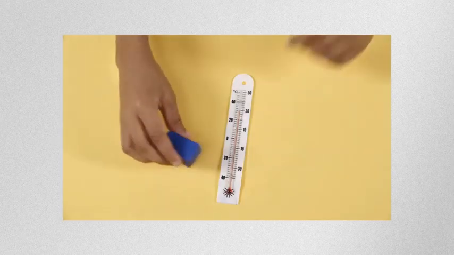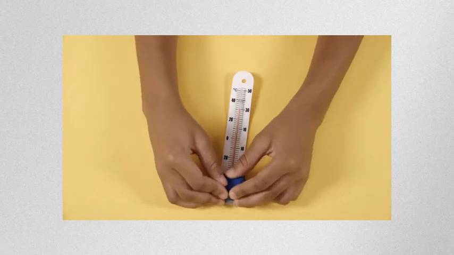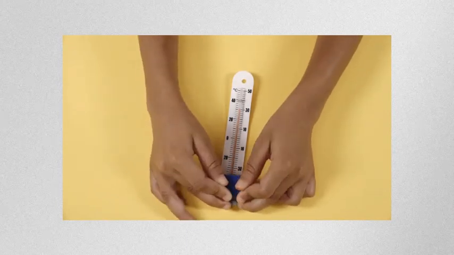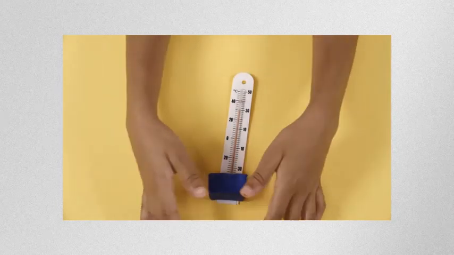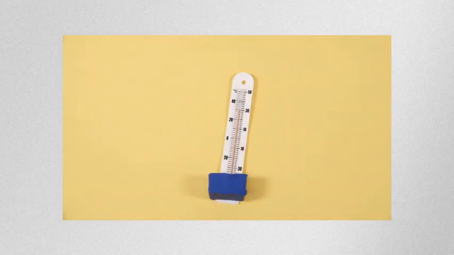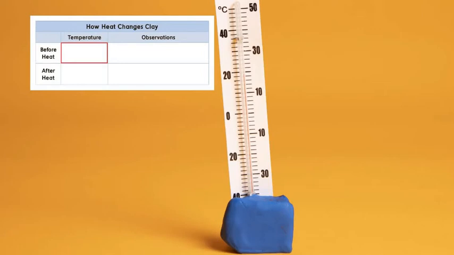First, you'll measure the temperature of the clay. Very gently, press the clay onto the bulb end of the thermometer. Let the thermometer adjust to the temperature of the clay for about 20 seconds. Record the temperature in the data table. When you're finished, select Continue.